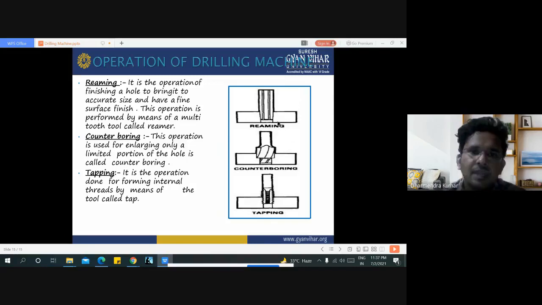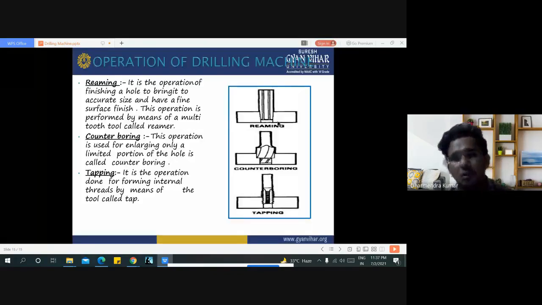Counter boring. This operation, used for enlarging only a limited portion of the hole, is called counter boring. Tapping is the operation done for forming internal threads by means of a tool called a tap. This is the overall picture of the drilling operations and the drilling machine.